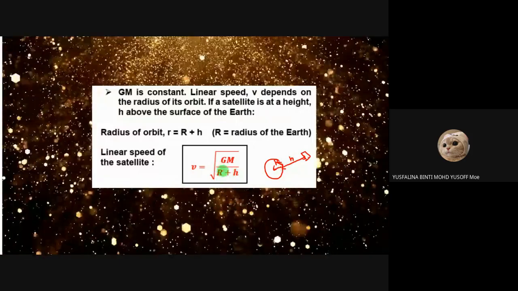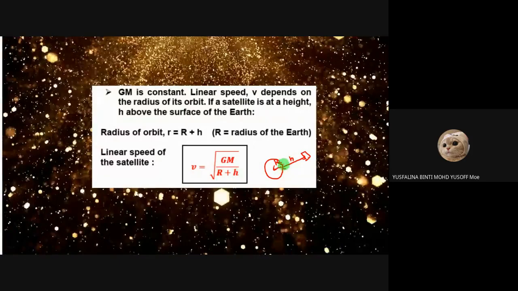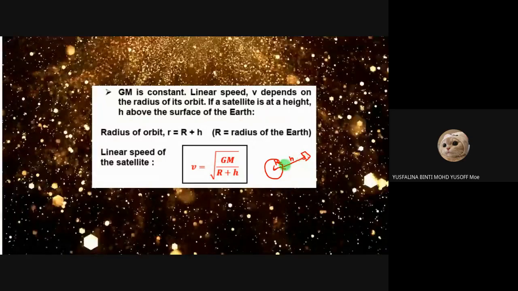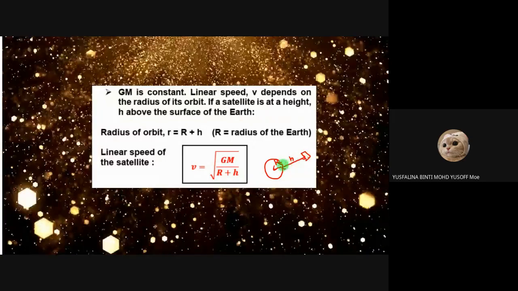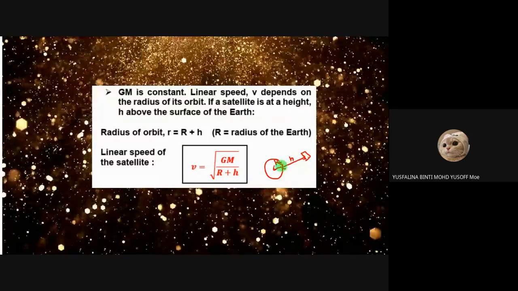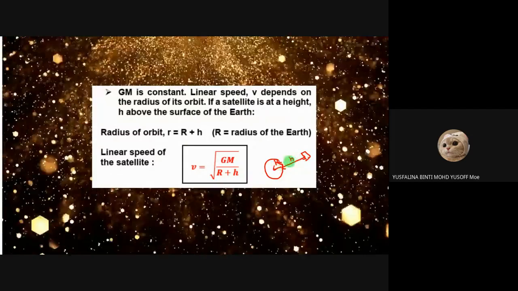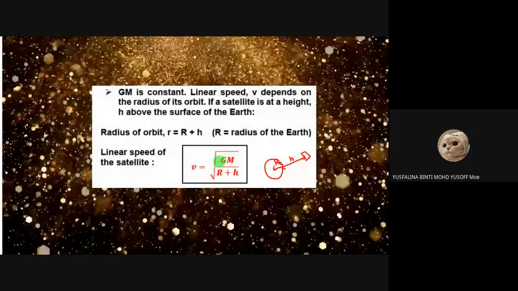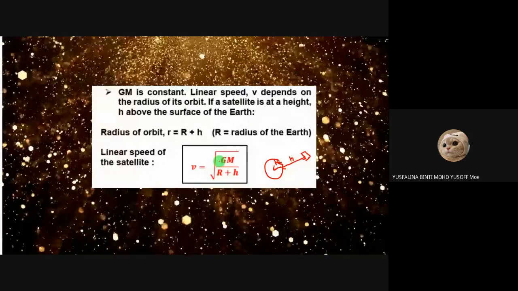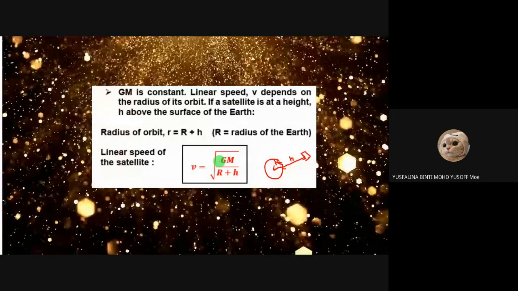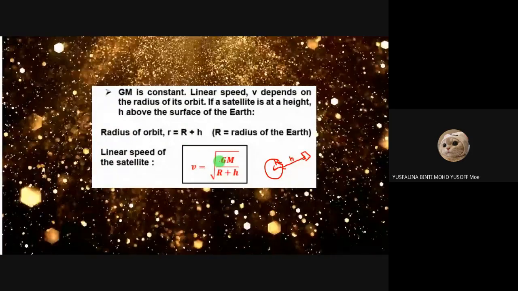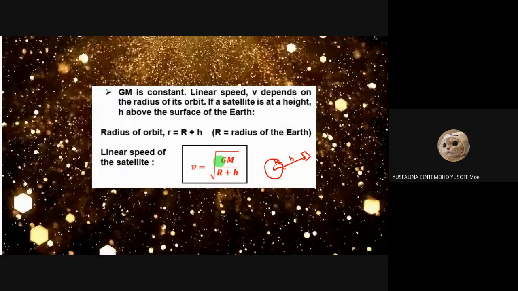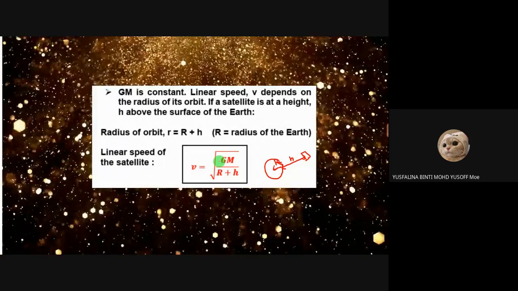You just take R if the object is on the surface of the Earth. But for the satellite, you know it's in outer space, so you have to consider the height of the satellite from the surface of the Earth. So R plus h. This is the formula for the linear speed of the satellite. Any question you want to ask teacher before I continue? Are you clear?